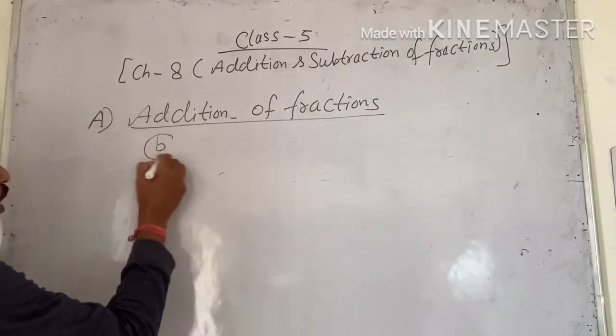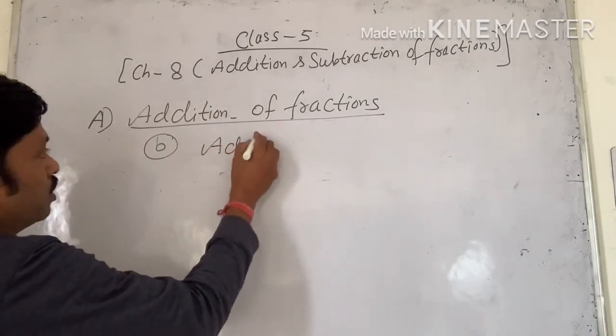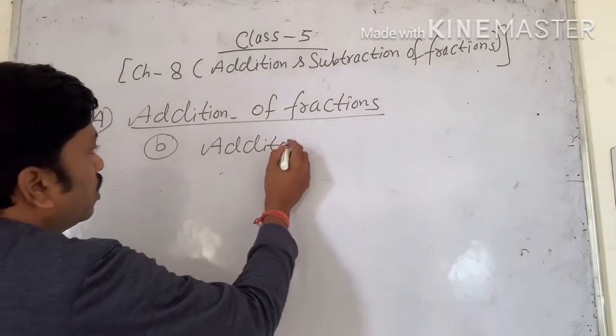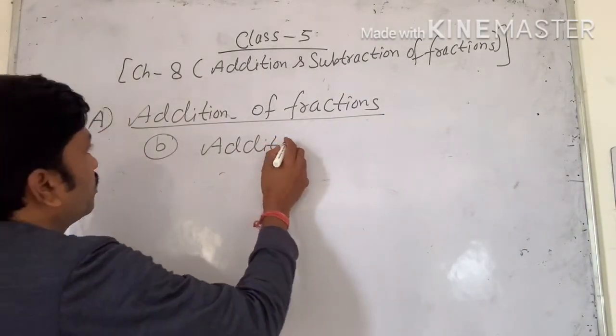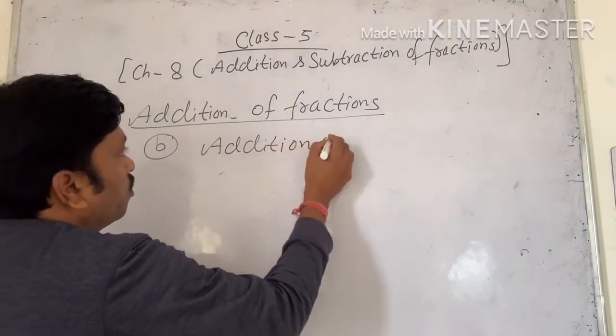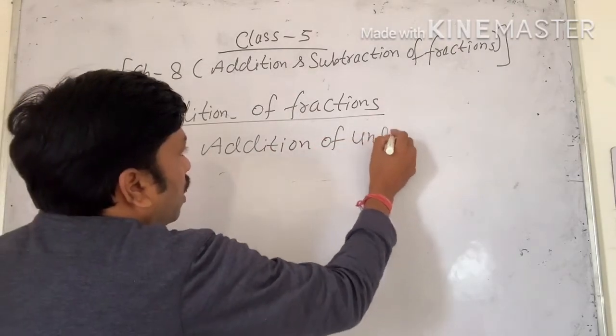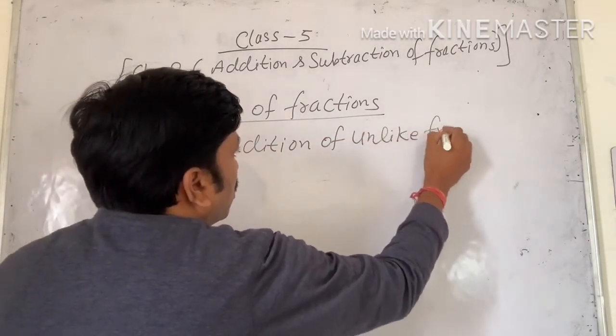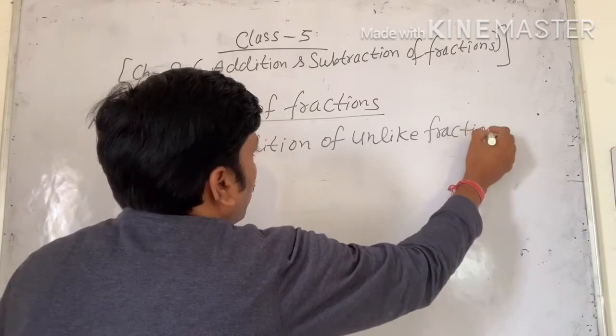Now the second part is addition of unlike fractions.